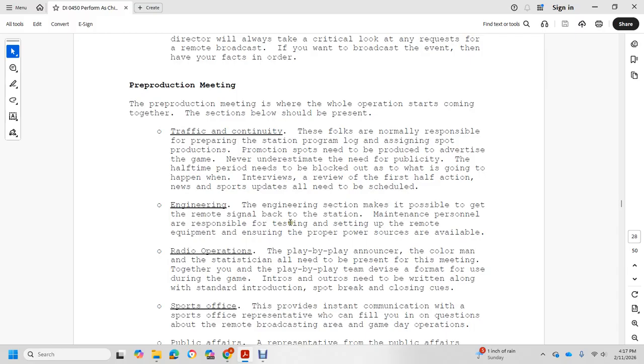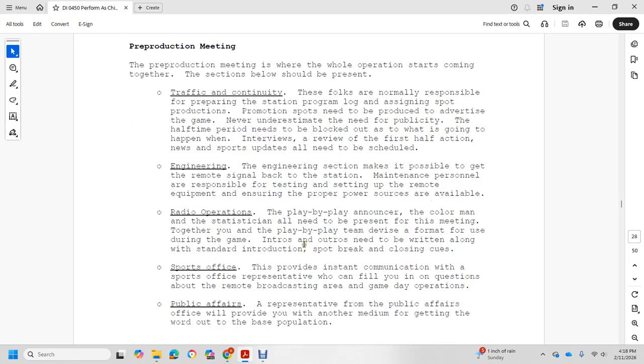The engineering staff makes it possible to get the remote signal back to the station. The maintenance personnel are responsible for testing, setting up the remote equipment, and ensuring the proper power supplies are available to radio operations.